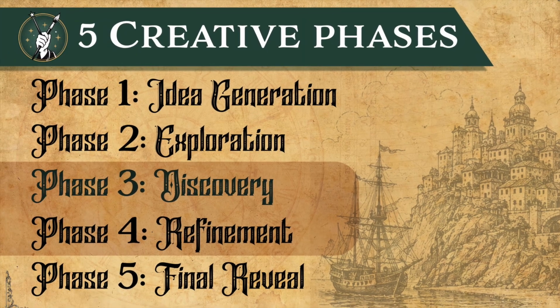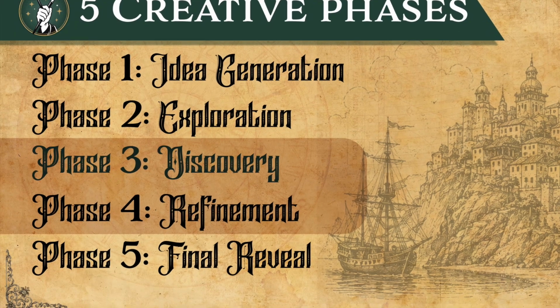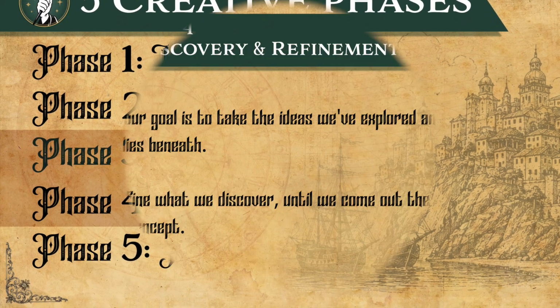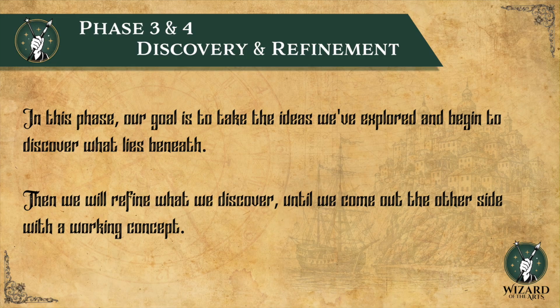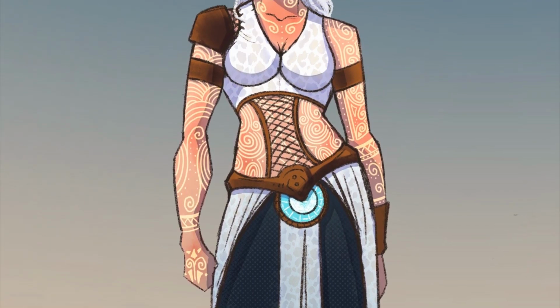In this episode, we're going to be discussing phases 3 and 4 of our 5-step creative process. In this phase, our goal is to take the ideas that we've explored and begin to discover what lies beneath. Then we will refine what we discover until we come out the other side with a working concept, much like this example.